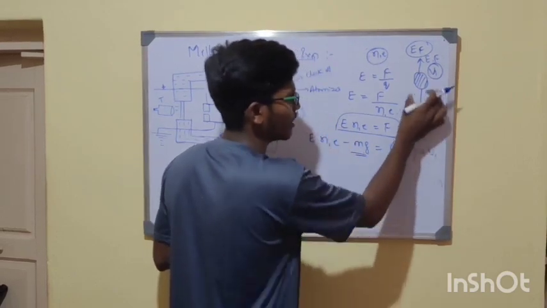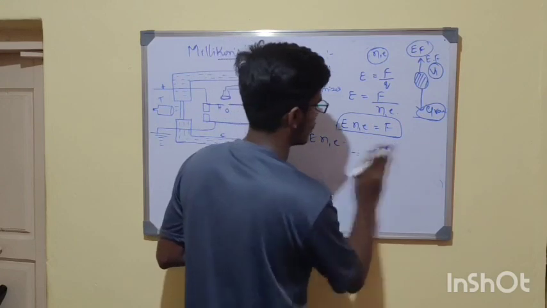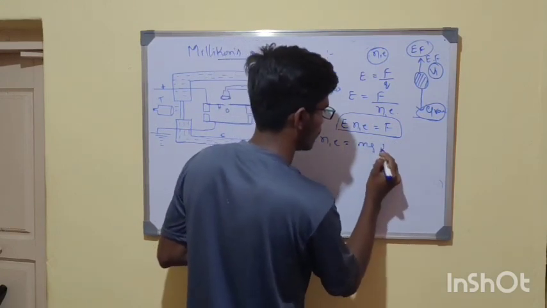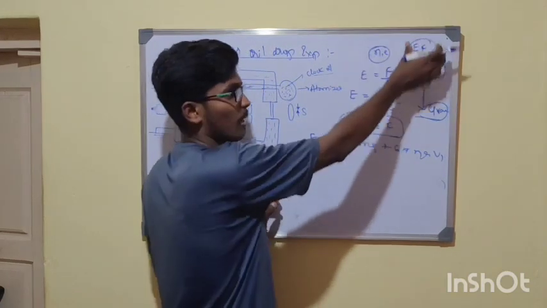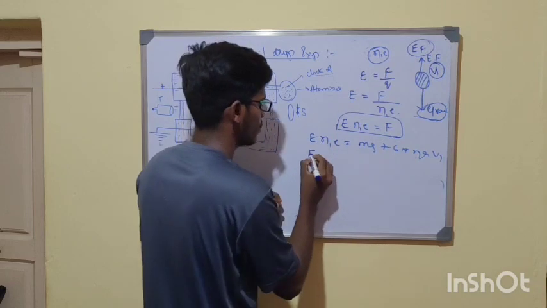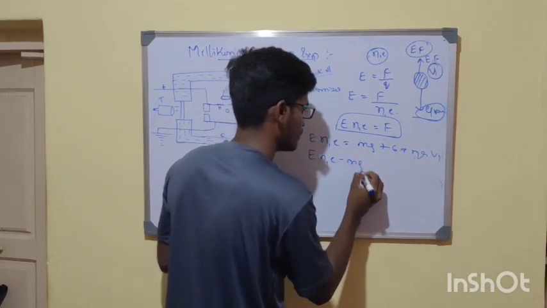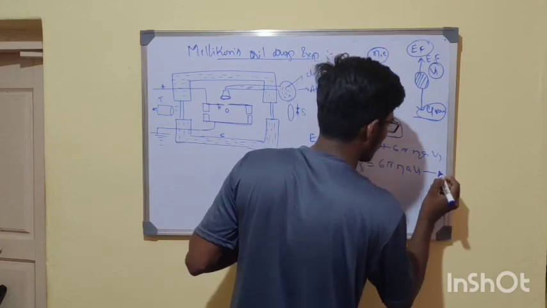These two forces are in the downward direction, and this is the force in the upward direction. First you can write n1 E is equal to mg plus 6 pi eta a v1. These two are in the downward direction and this is in the upward direction. So mg is equal to 6 pi eta a v1. Call this equation 2.